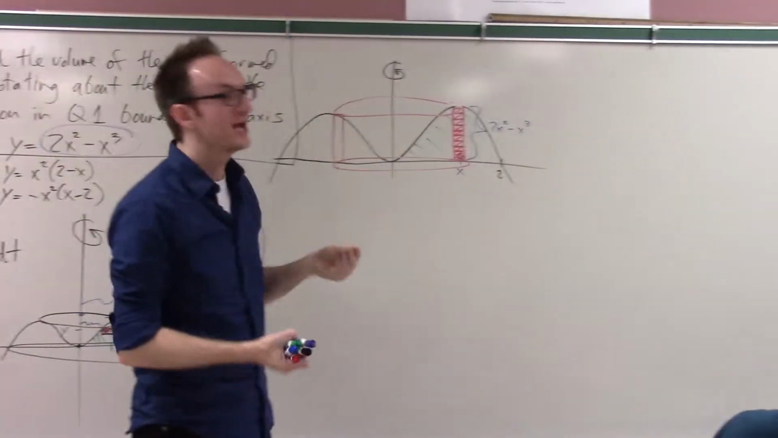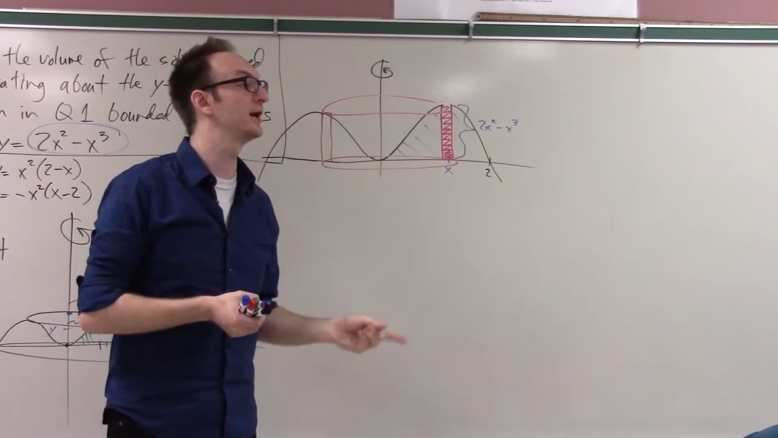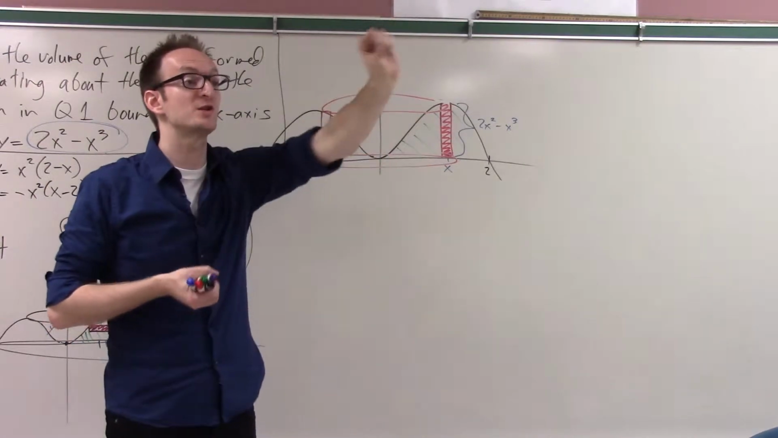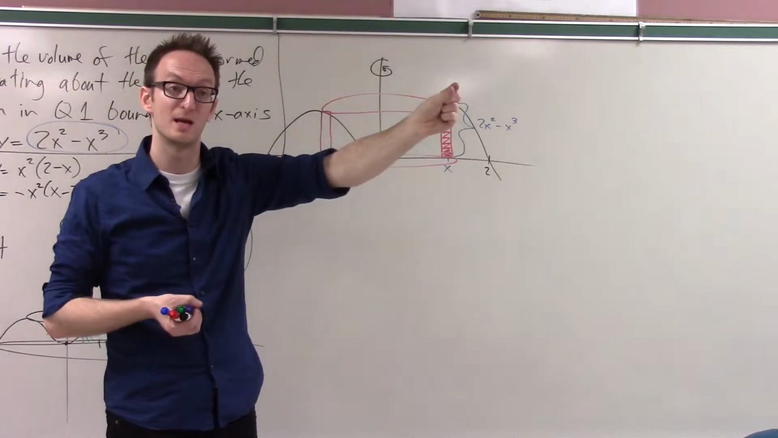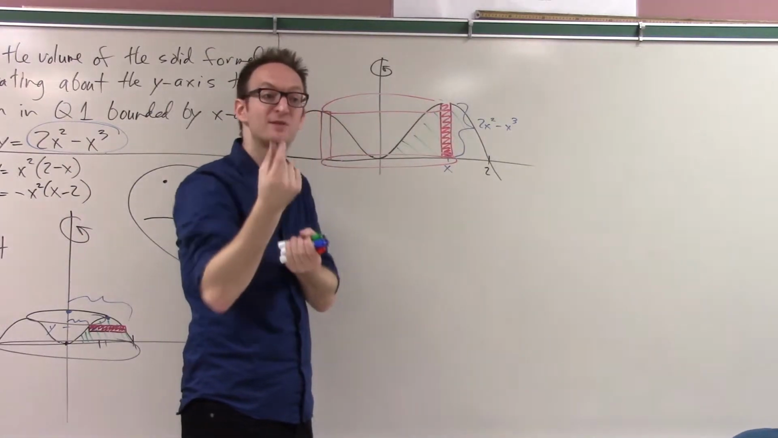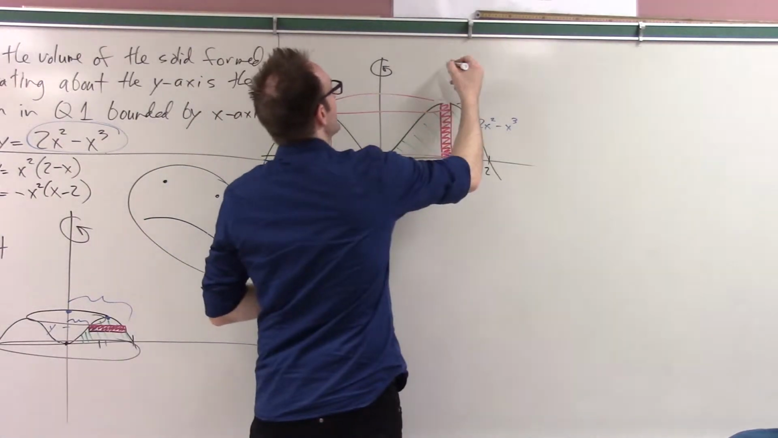This is just like a washer. A washer is a cylinder minus a cylinder. This is also a cylinder minus a cylinder, right? But in a washer, the dimension that was really tiny was the height. In this case, the dimension that's really tiny is the difference in the radii of the cylinders. Follow? So for that reason, we give this a name. We call it a shell.